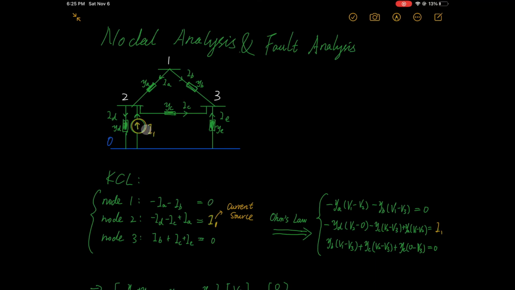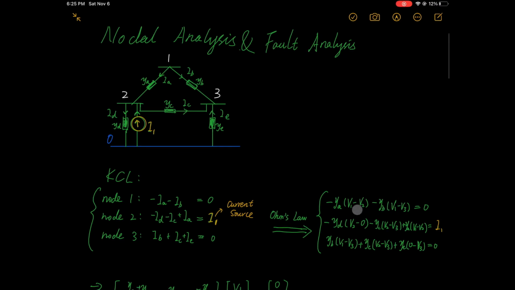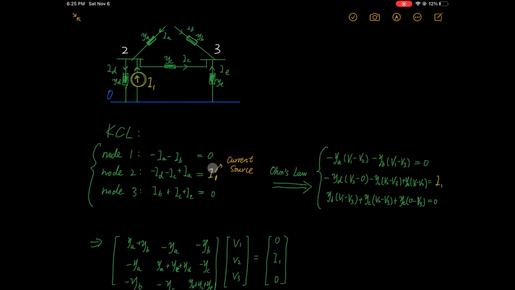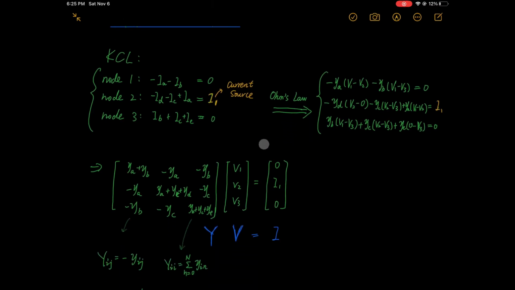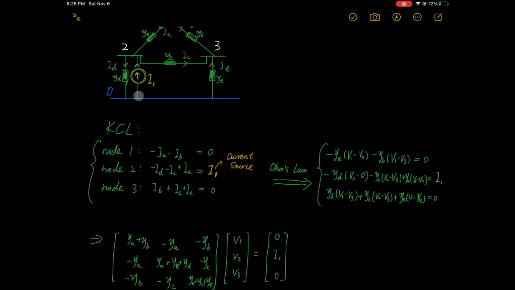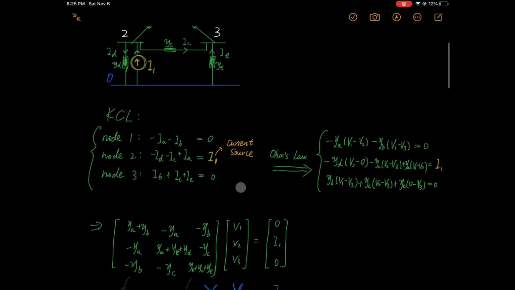If there are current sources, we'll put them on the right-hand side. Branch currents can be represented by branch admittance and node voltage according to Ohm's law. The current sources remain the same. After this, we can organize the equations in matrix form, YV equals I. The vector I here denotes current injections from the ground to each node by current sources. For small systems, we can directly calculate it.